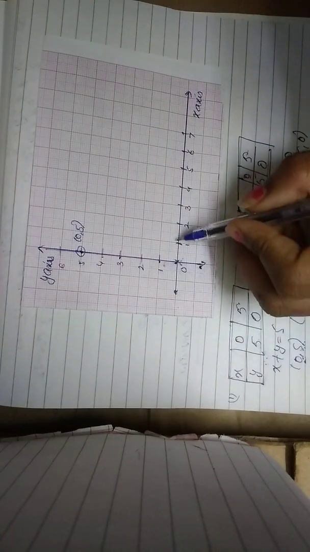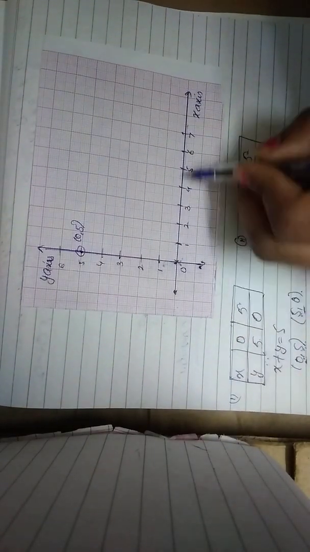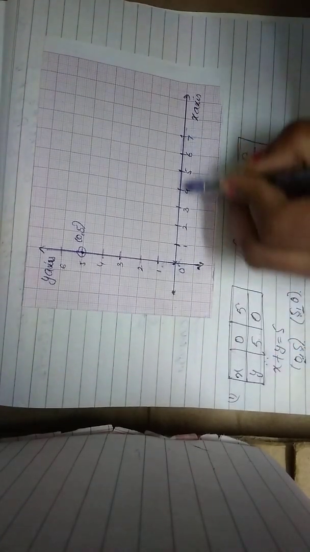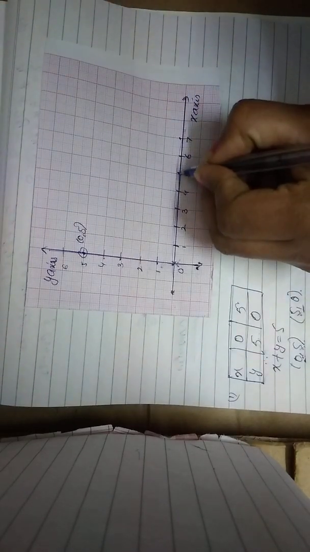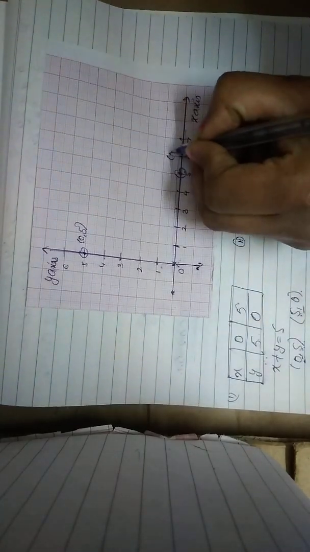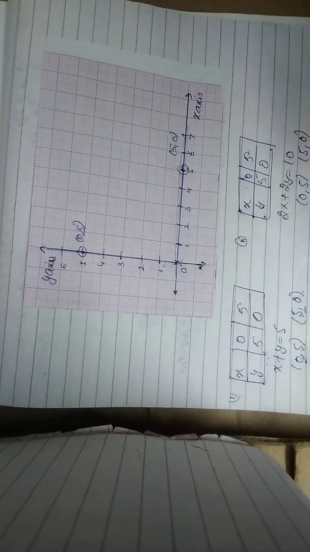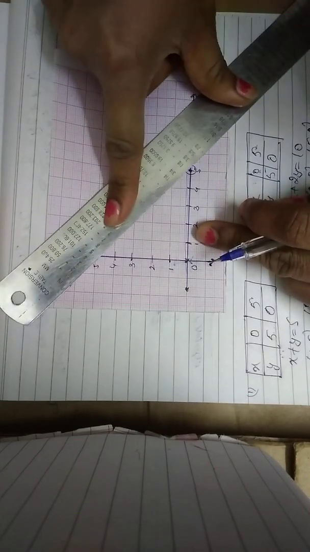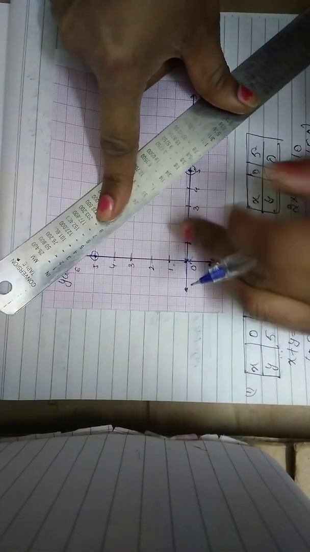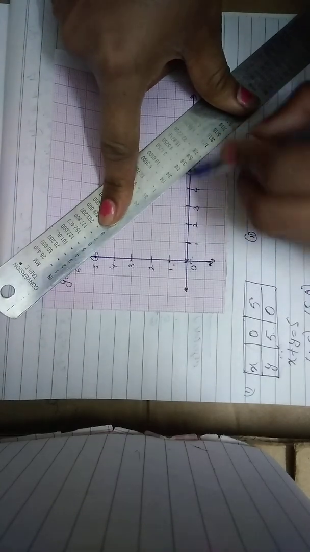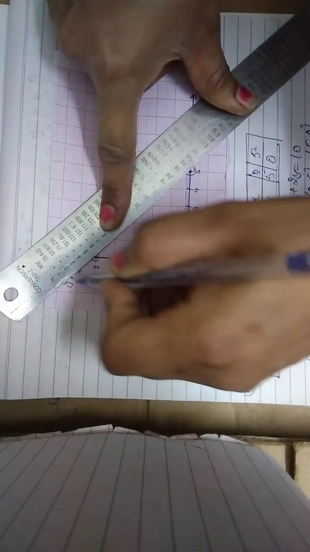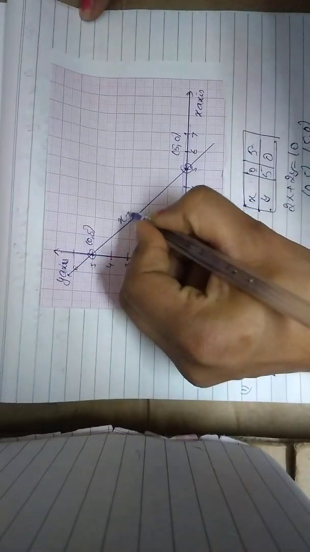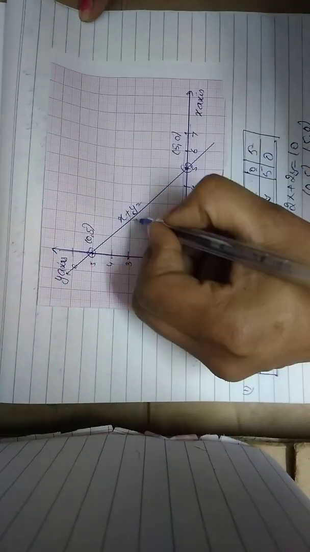Firstly, x is 5 on the x-axis. Here x is 5. Now, y is taken as 0, so y is 0 on the x-axis. So this is the point where x is 5, y is 0. Now, this is a solution of the first equation. Now, join these two point coordinates with the help of a scale. This is the solution of the first equation, x plus y equals 5.